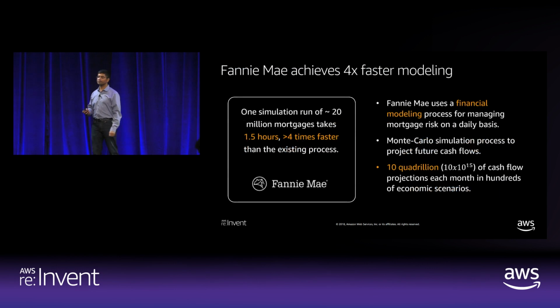An example of a customer that uses this pattern is Fannie Mae. They need to do a lot of financial modeling, which turns out to be a really compute-intensive process, mathematically compute-intensive, Monte Carlo simulations, essentially. And they take advantage of this pattern to run that at scale, and they found that moving from a server-based approach to a serverless approach made their process 4 times faster. And they can do a lot of this processing in the time that it used to take the server-based approach to do.